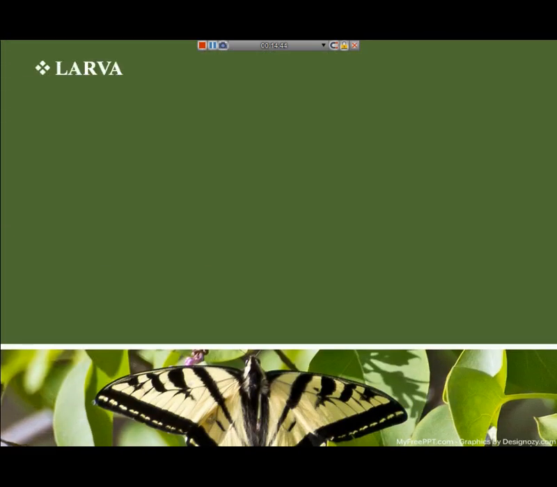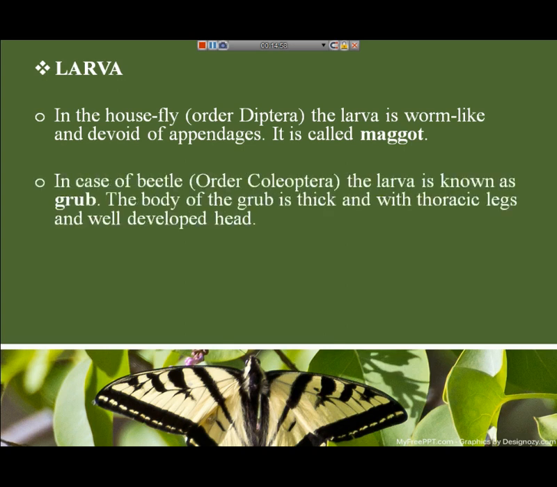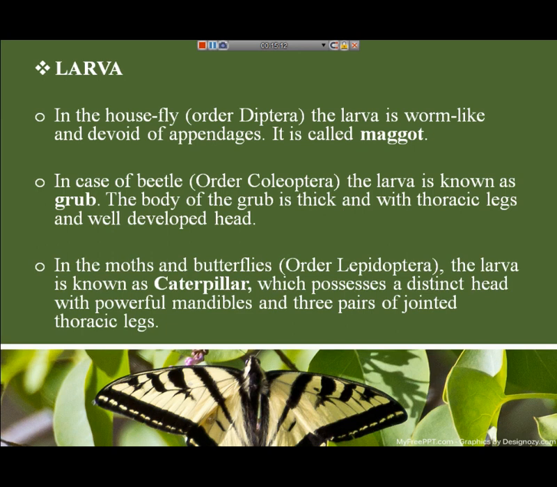Most insects differ in their larvae. In the housefly, the larva is worm-like and devoid of appendages. It is called the maggot. In the case of the beetle, the larva is known as the grub. The body of the grub is very thick, with thoracic legs and a well-developed head. In moths and butterflies, the larva is known as the caterpillar, which possesses a distinct head with powerful mandibles and 3 pairs of jointed thoracic legs.